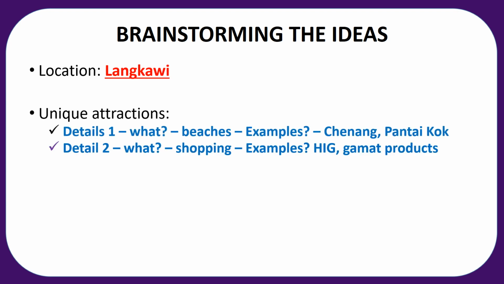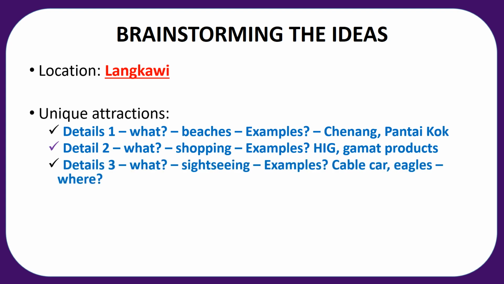So the first one, unique attractions. The first one, what's unique in Langkawi are the beaches. Examples. So remember using the details. What is the attraction? I chose beaches. So I give examples: Chenang and Pantai Kok. And then the second attraction. Why people go to Langkawi? Obviously, it's for shopping. Examples is HIG and also Gamat products.